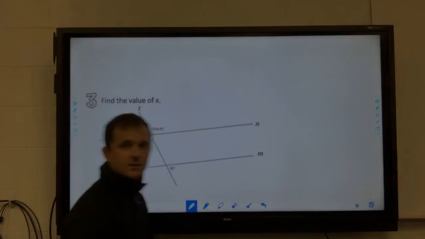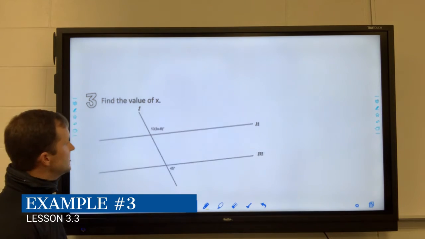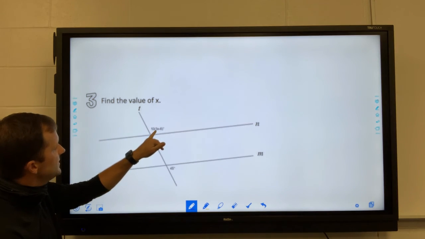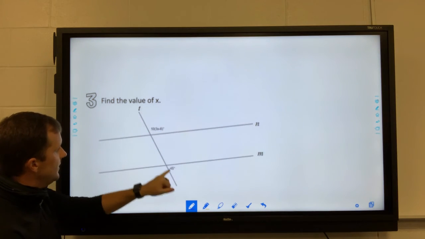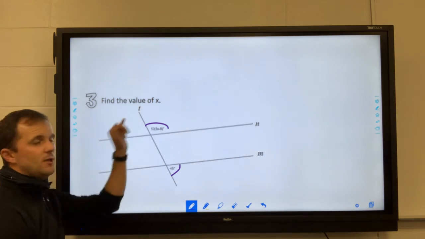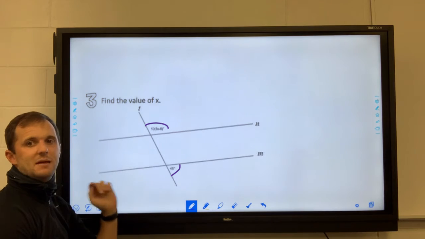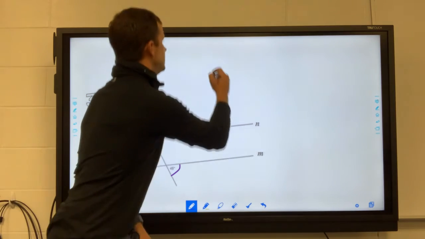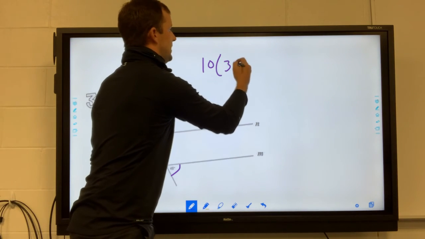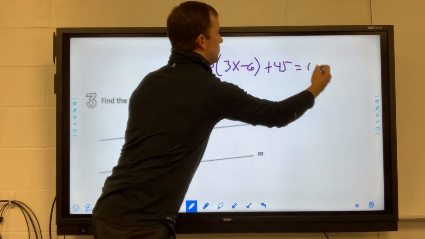All right, so now on example number 3, it wants me to find the value of x. So right now I have 10 times the quantity 3x minus 6, and then I have angle 45 down here. And these are going to be same side exterior angles. So that means they're supplementary. So that means 10 times the quantity 3x minus 6, plus 45, is going to be equal to 180.